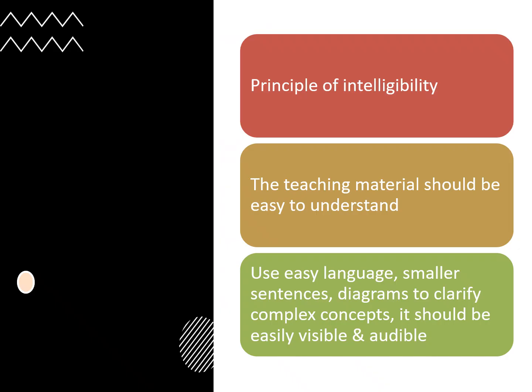Second is the principle of intelligibility. Intelligibility says that there is clarity in whatever is being told. That means the teaching learning material must be such that it is understood well by the students. Use of simple language, smaller sentences, clear and larger diagrams, all of which are easily visible, all make teaching learning material better.